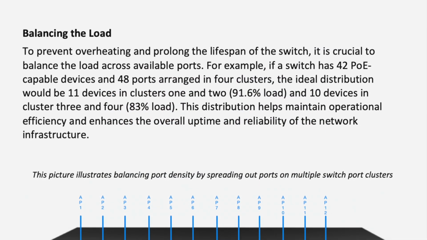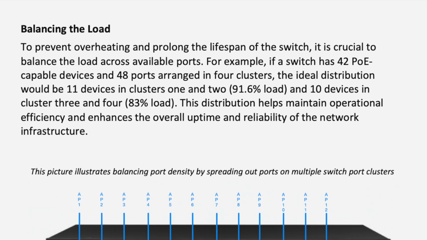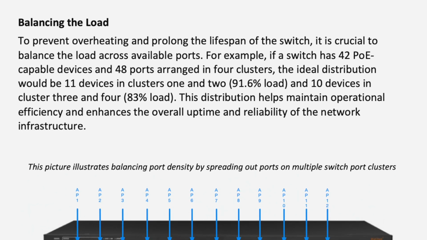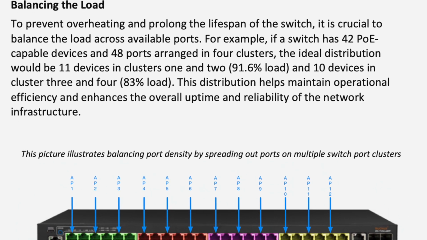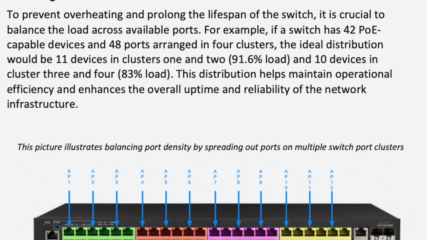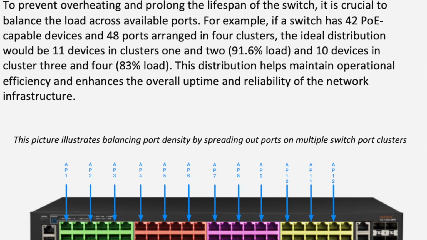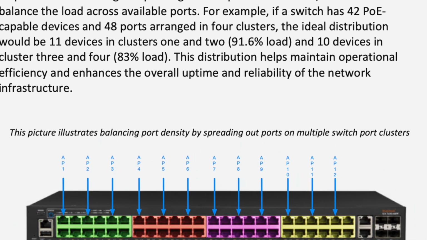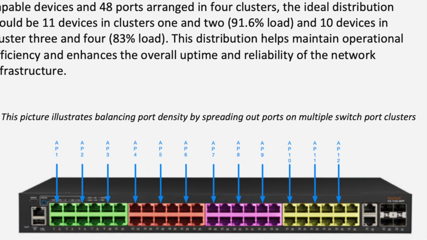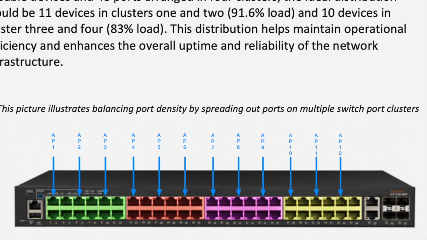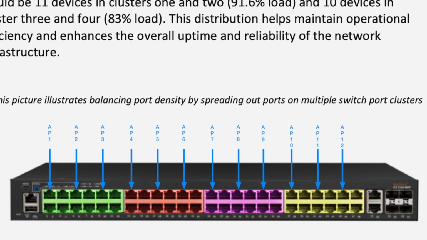Balancing the load. To prevent overheating and prolong the lifespan of the switch, it is crucial to balance the load across available ports. For example, if a switch has 42 PoE-capable devices and 48 ports arranged in 4 clusters, the ideal distribution would be 11 devices in clusters 1 and 2, which is a 91.6% load, and 10 devices in clusters 3 and 4, an 83% load.